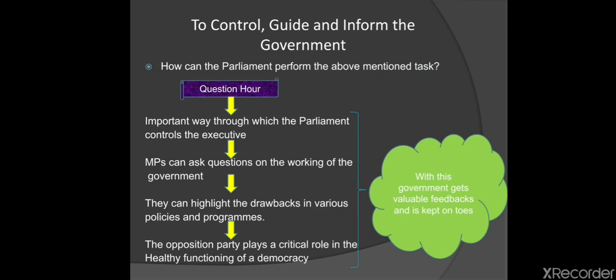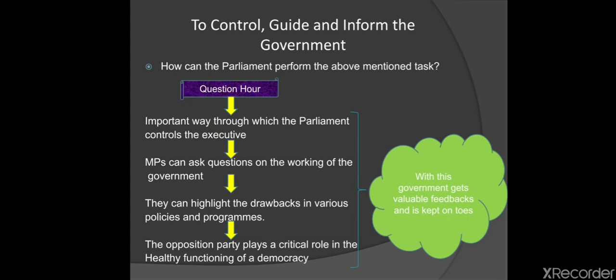MPs can ask questions on the working of the government. So see, they are controlling. Controlling means they can ask questions on the working of the government. And they can highlight the drawbacks in various policies and programs. If any law is passed and the opposition party goes through it, and finds any fault in that, they have the right to raise the drawbacks of that policy. This is a kind of guidance for the government. This is how they provide guidance that there are some flaws which need to be amended.